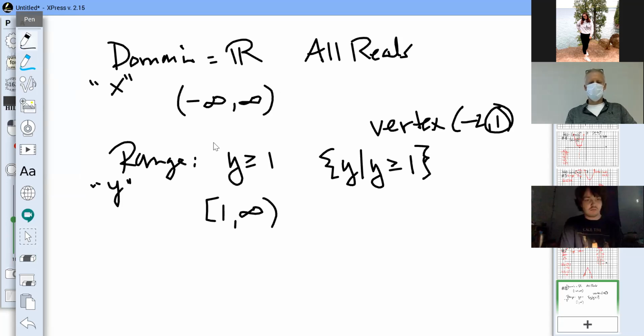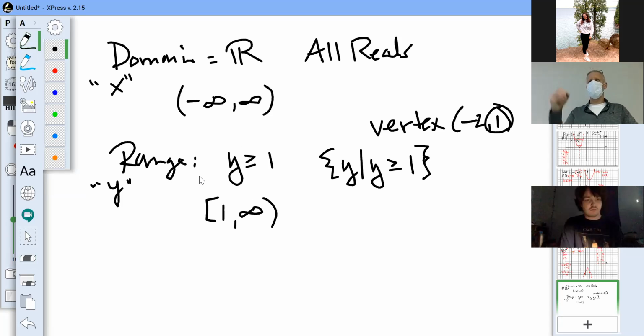Okay, so your range values are related to the y value of your vertex. If you know where your vertex is, the range values are either equal to or above it if it opens up, less than or equal to it if it goes down. And we're going to get to that because I think the next section, section 5, has some other domain and range things in it.